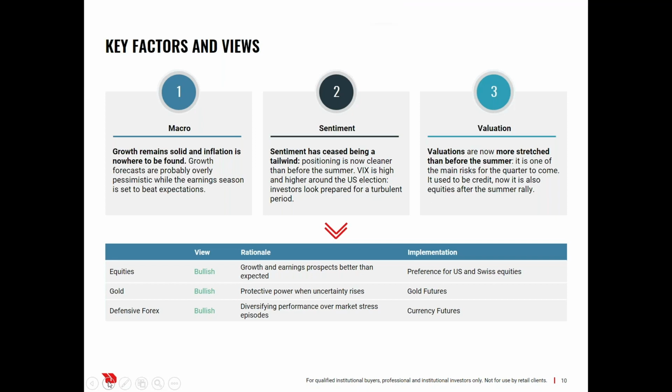The second element in this combinatory game is a long position for defensive forex crosses, such as a long yen versus Australian dollar. This pair has been working very well during periods of stress, essentially the periods of stress we've seen this year, and we think it's an interesting way to create asymmetry in our dynamic allocation's performance should markets go south, as is the case today.